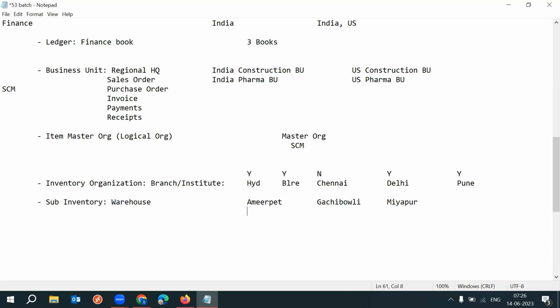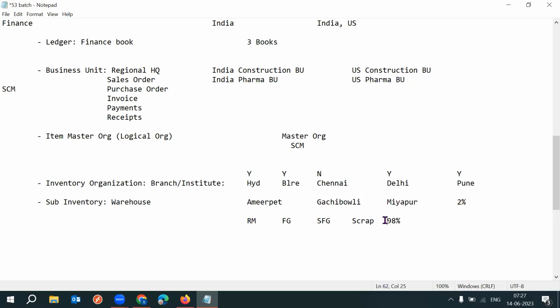But in real time, you can create a warehouse with the place name, or you can create a warehouse with the type of the product that you are storing. RM, nothing but raw material warehouse. FG, finished good warehouse. SFG, semi-finished good. Or scrap warehouse. 98% of the clients follow this type of terminology to create the sub-inventories. Just 2% of the clients create sub-inventory names with the place names.